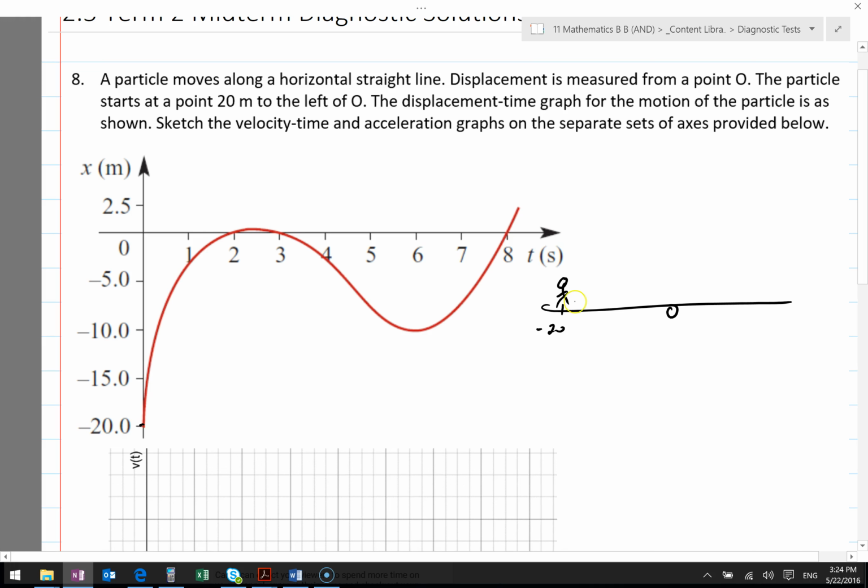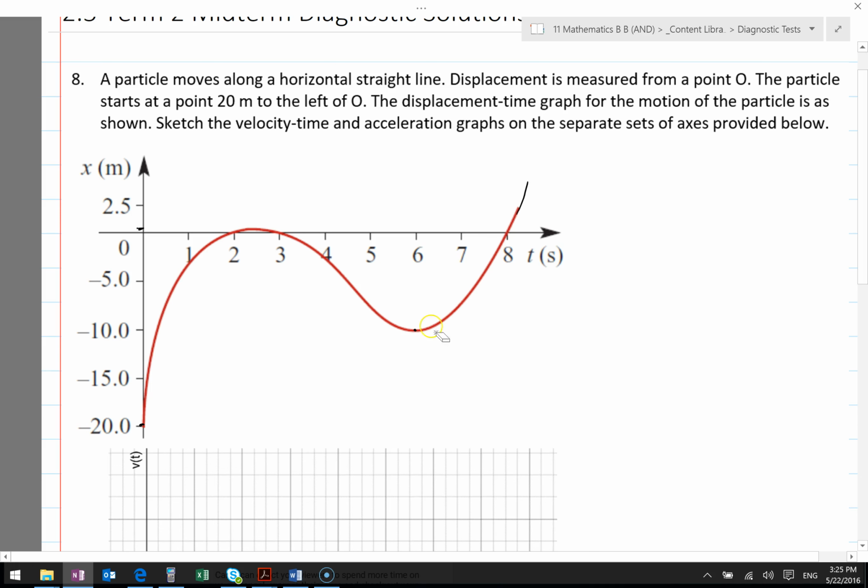So this guy comes from minus 20 to a little bit past the origin, so he'll go to here, and then he'll decide to go back to minus 10. Then he'll turn around again and keep going. That's about as far as we know, but presumably he's going to keep going in that direction. So, pretty practical problem.